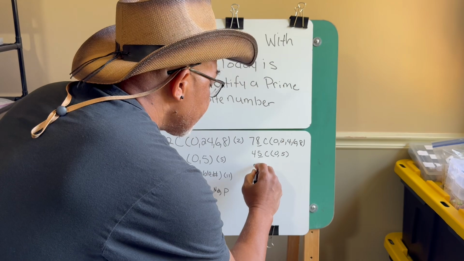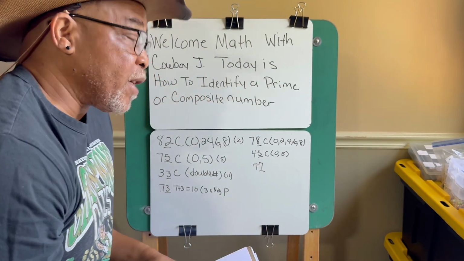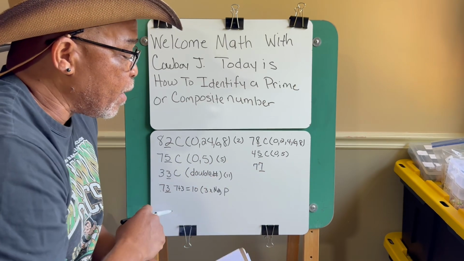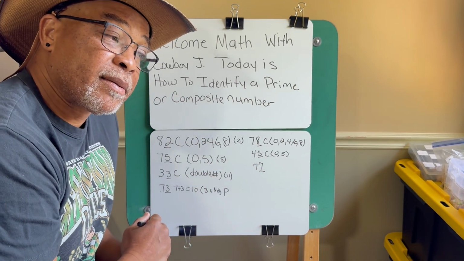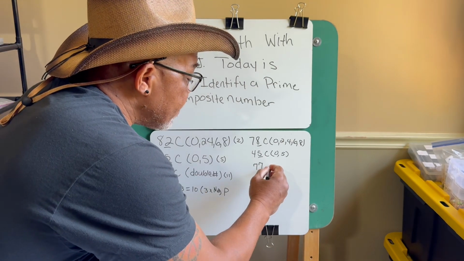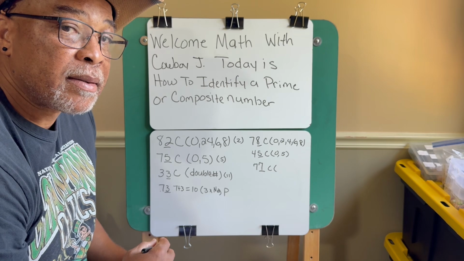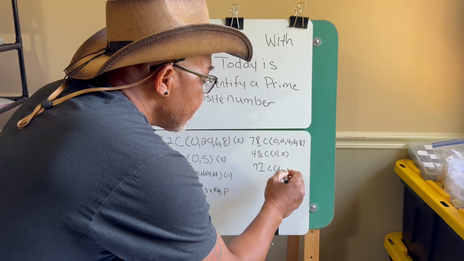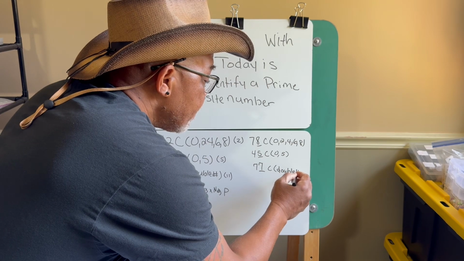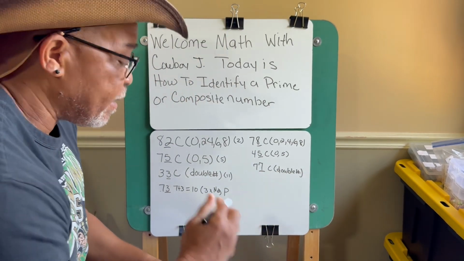Next one. We underline the 7 in the ones place. Two 7s, you want the 1 in the ones place. Is it a prime or a composite? If you say composite, you will be correct. Tell me why. If you say because it's a double number, you would be correct. That makes it a composite.